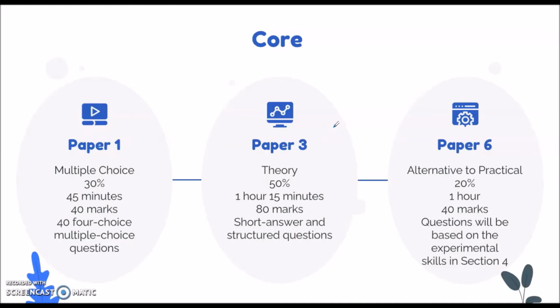Let us look at all the 3 papers for core and extended. We start with core first. Paper 1 is a multiple choice paper, and out of 100%, it carries 30%. You have 45 minutes to answer all 40 marks, 40 multiple choice questions. Four choices, meaning you have A, B, C, D MCQ questions.